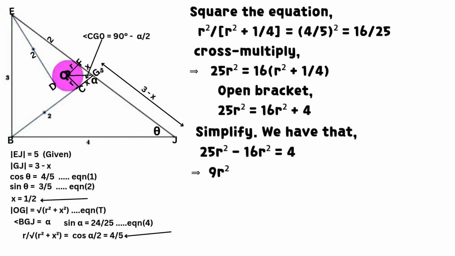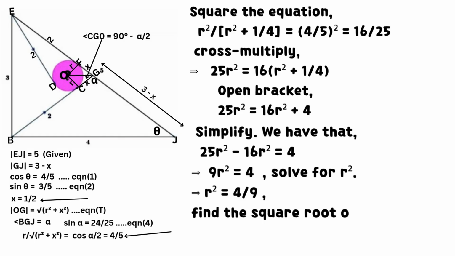Simplify. We have that 25 times the square of r minus 16 times the square of r equals 4. This implies that 9 times the square of r equals 4. Solve for the square of r. It implies that the square of r equals 4 divided by 9. Find the square root of the equation. It follows that r equals the square root of 4 divided by 9, which equals 2 divided by 3.